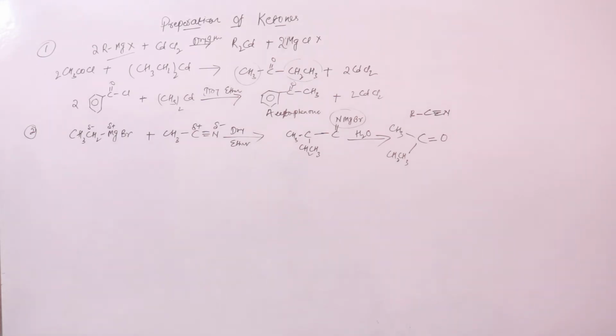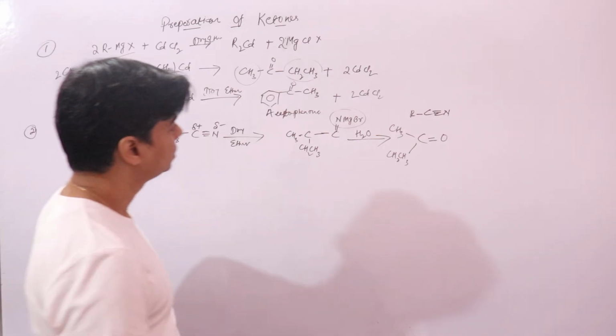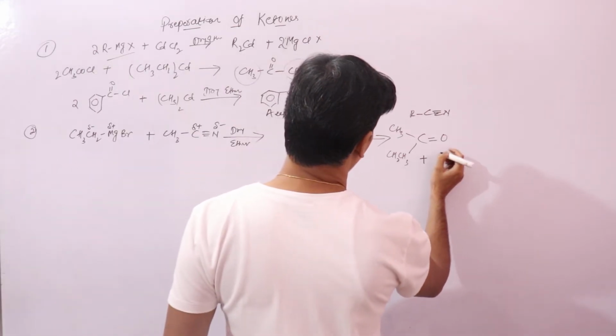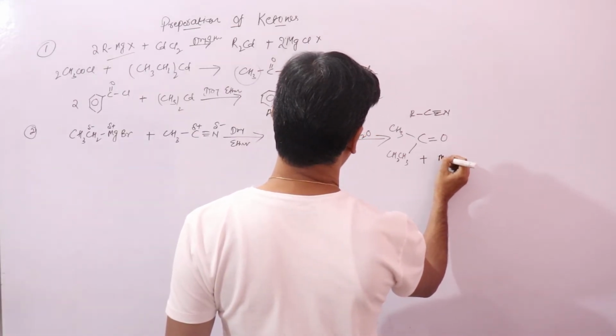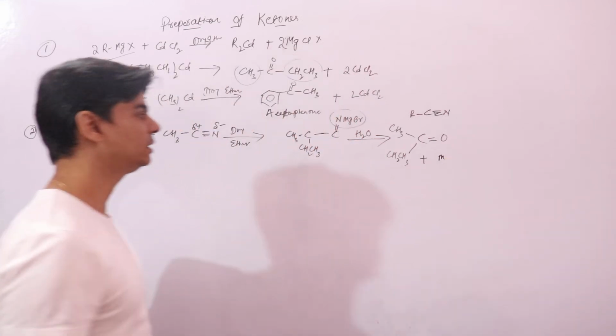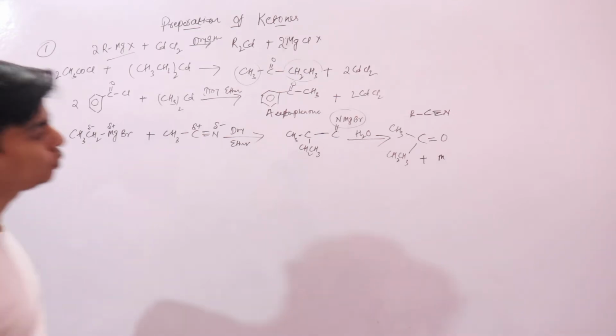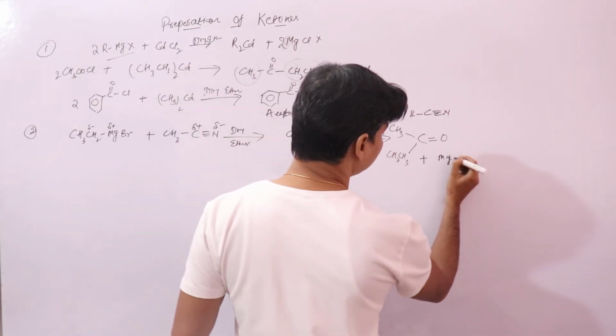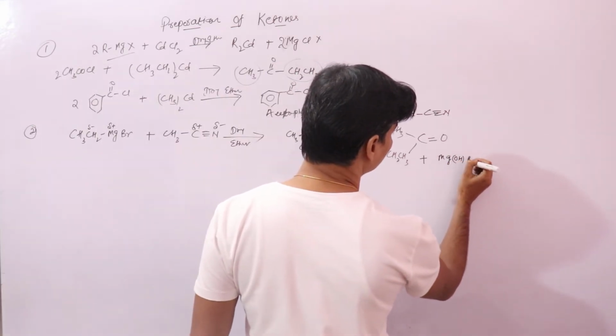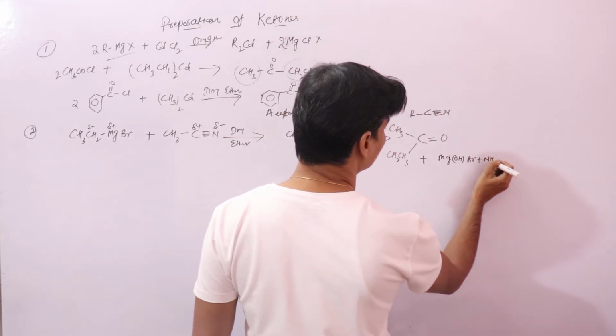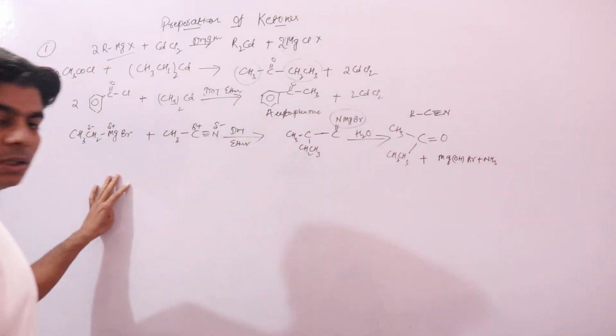And the other products that get formed would be MgOH-Br and ammonia. The two products that will get formed would be MgOH-Br and your ammonia. So this is a way to prepare ketones.